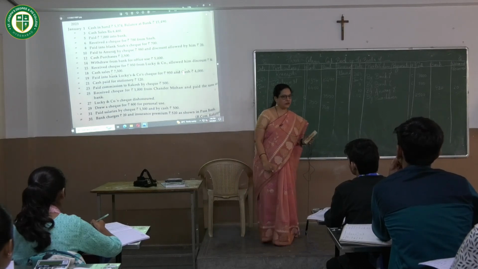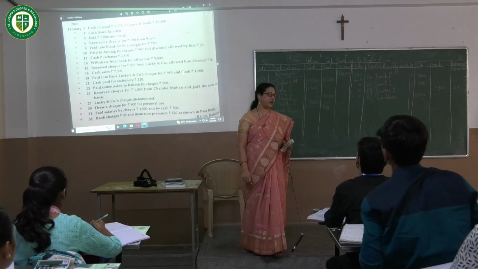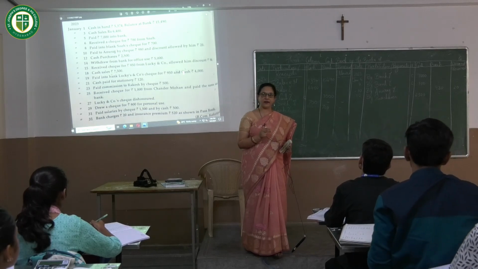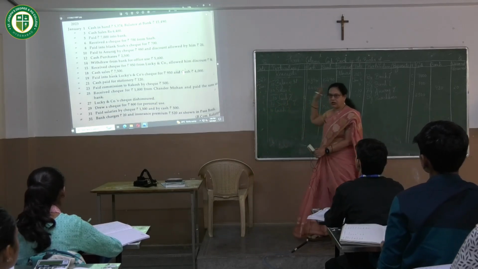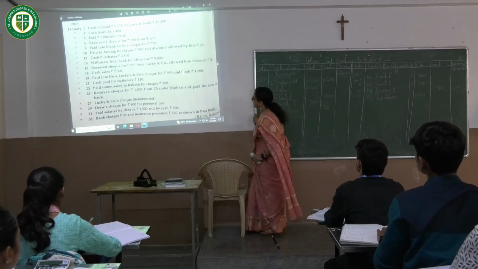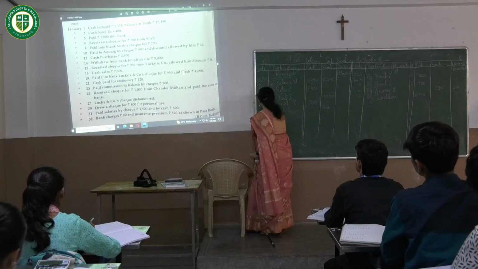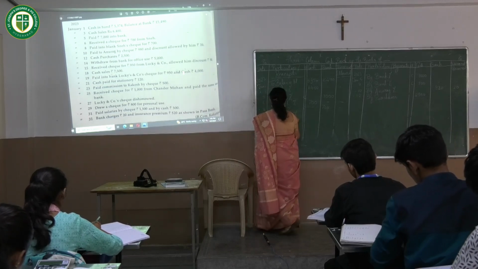Cash to, where are you withdrawing from? From the bank. So cash account debit to bank account. Again, what type of entry? It will have effect on both the sides. First I will write it on the debit side as 14th to bank. Cash account is debited to bank.